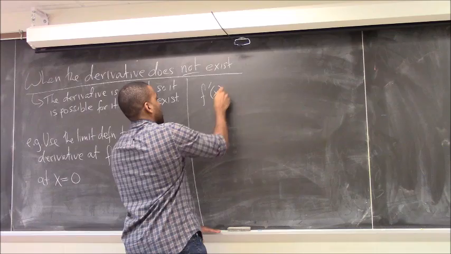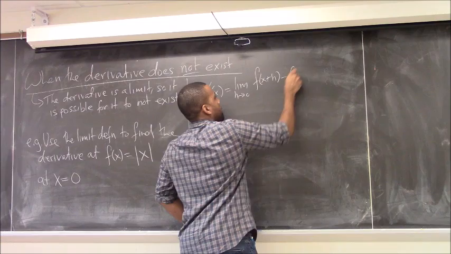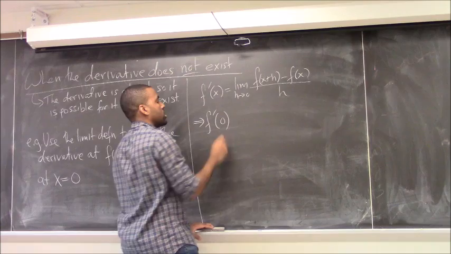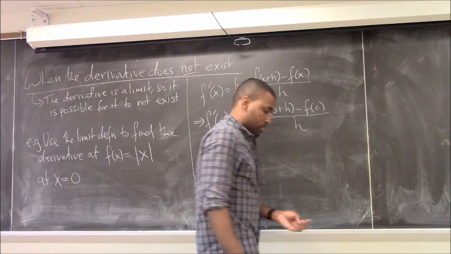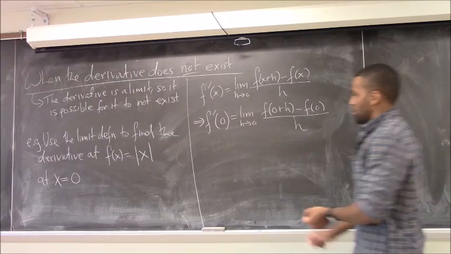So we know the derivative is this guy, which means the derivative at 0 just means I plug in x equals 0 to this function. It'll be easier to deal with plugging in the number first with the absolute value because it's kind of a weird function. So let's actually continue.